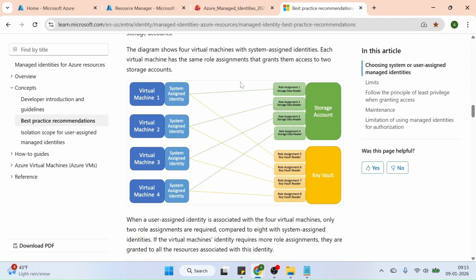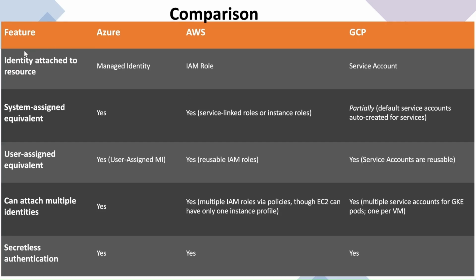Now let's see how the options are different across clouds. In the case of Azure, the identity attached to the resource is a managed identity. For AWS, we have something called IAM role. And in the case of GCP, Google Cloud, we have service account. For the system assigned equivalent in AWS, we have something called service linked roles or instance roles. But in the case of GCP, we have a partial implementation called the default service account.